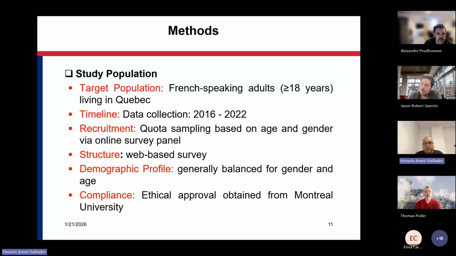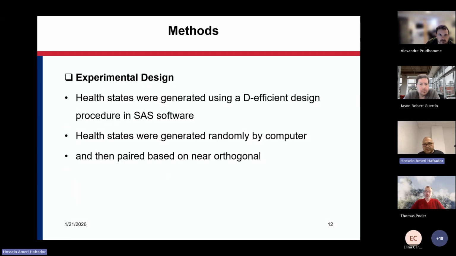Quota sampling was used to recruit participants. The survey was done online. The demographic profile was balanced for gender and age. Ethical approval was obtained from the University of Montreal.